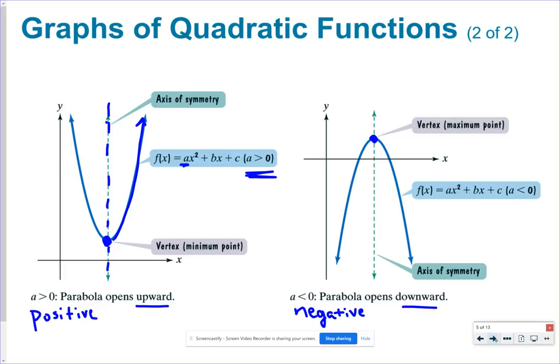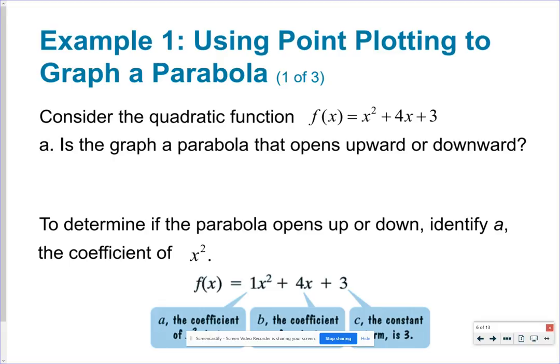Next thing we're going to look at is plotting points to graph a parabola. So when we are graphing a parabola, an example one is going to be in 2 slides here. So suppose we have this quadratic function, f of x equals x squared plus 4x plus 3, and we want to graph the parabola. So the first thing we're going to do is decide whether it opens up or down. Well, this one, since a is positive 1, there's a 1 in front of that x squared, it's going to open upward.